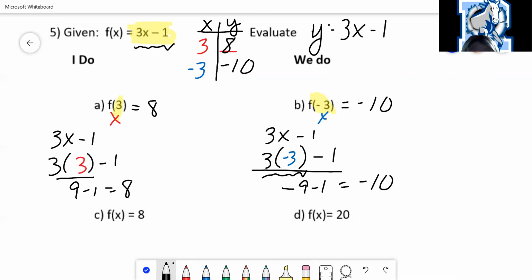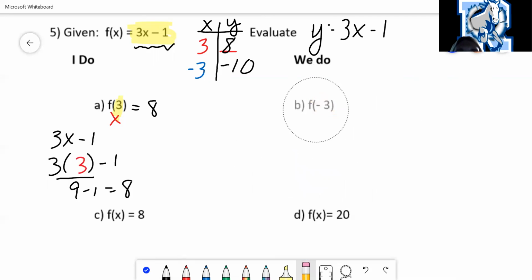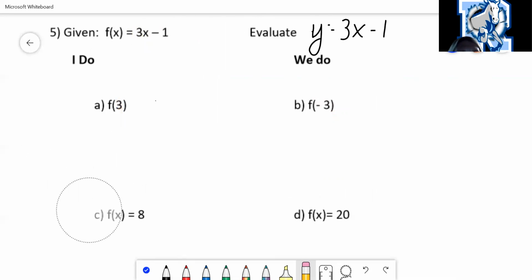Okay, now we're going to use the same one. I'm going to have to erase and move this up because this next one, so let me move this up so we have room.